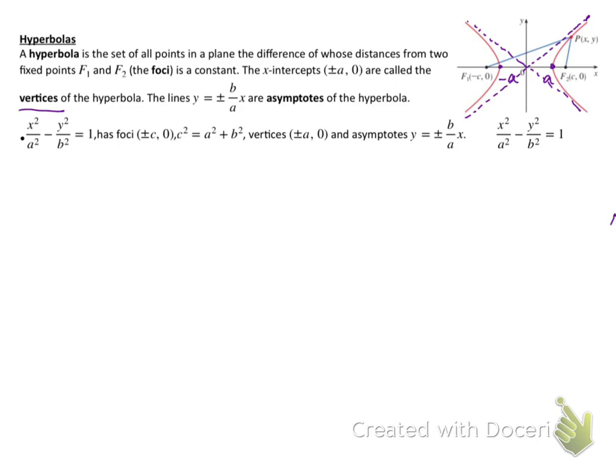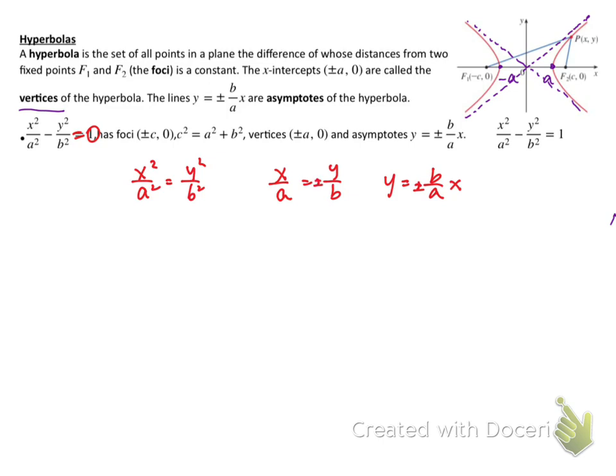Here, the asymptotes always happen when you set this equals 0. Ignore the 1, make it 0. And then you have x squared over a squared equals y squared over b squared, square root everything, x over a equals y over b. Then we want to express y, right? Y equals b over a x. Then you do plus or minus.